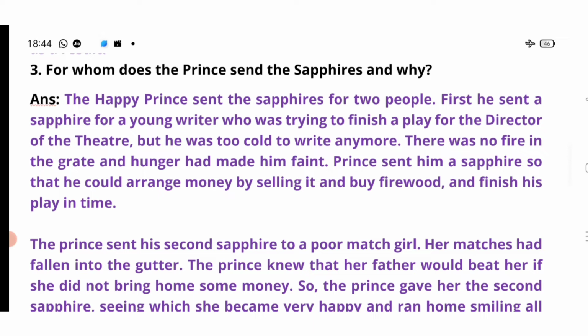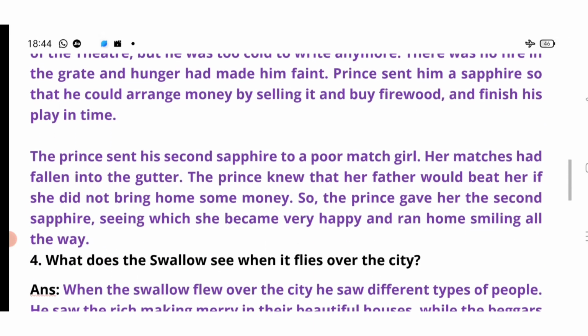Prince sent him a sapphire so that he could arrange money by selling it and buy firewood and finish his play in time. The prince sent his second sapphire to a poor match girl. Her matches had fallen into the gutter. The prince knew that her father would beat her if she did not bring home some money. So the prince gave her the second sapphire, seeing which she became very happy and ran home smiling all the way.